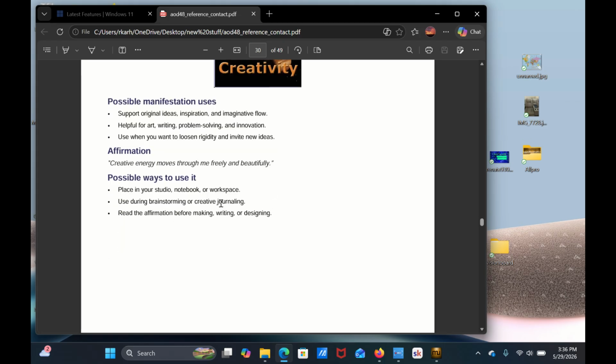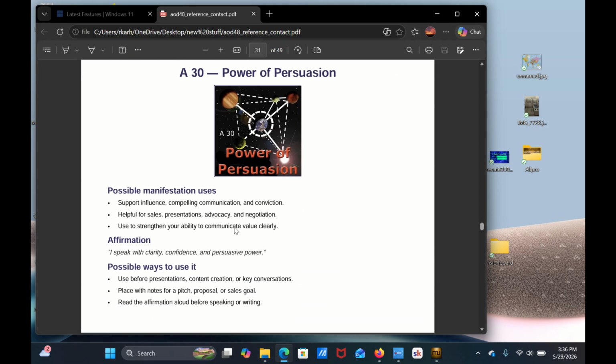Place in your studio, notebook, or workspace. Use during brainstorming or creative journaling. Read the affirmation before making, writing, or designing.